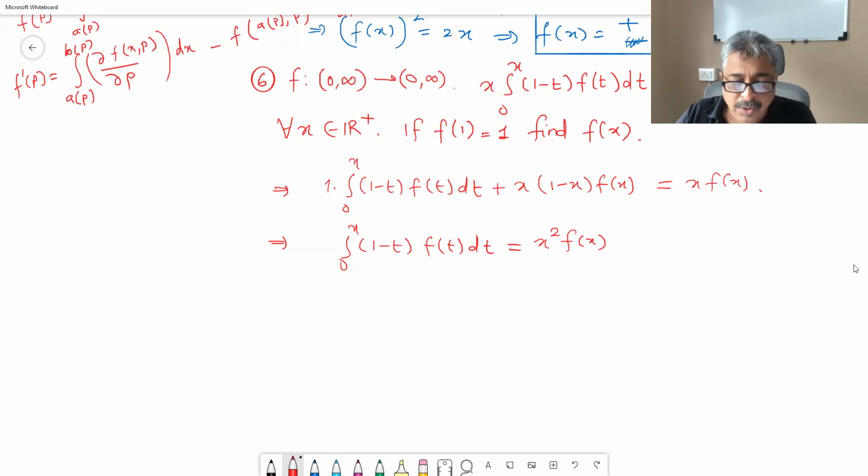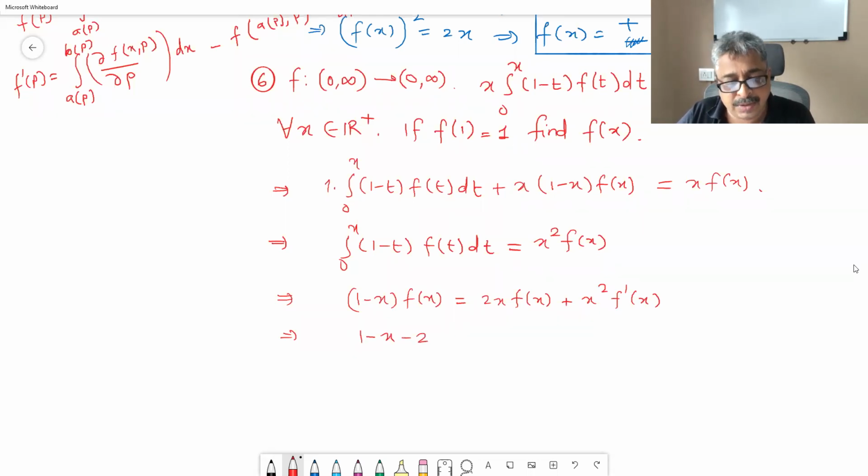Okay. So now again you differentiate with respect to x to get rid of this integral sign and again we have to do the same thing, 1 minus x into f of x, that is your LHS, and differentiate this with respect to x. You have 2x f of x plus x square f dash of x. Okay, therefore 1 minus x minus 2x times f of x is equal to x square f dash of x.